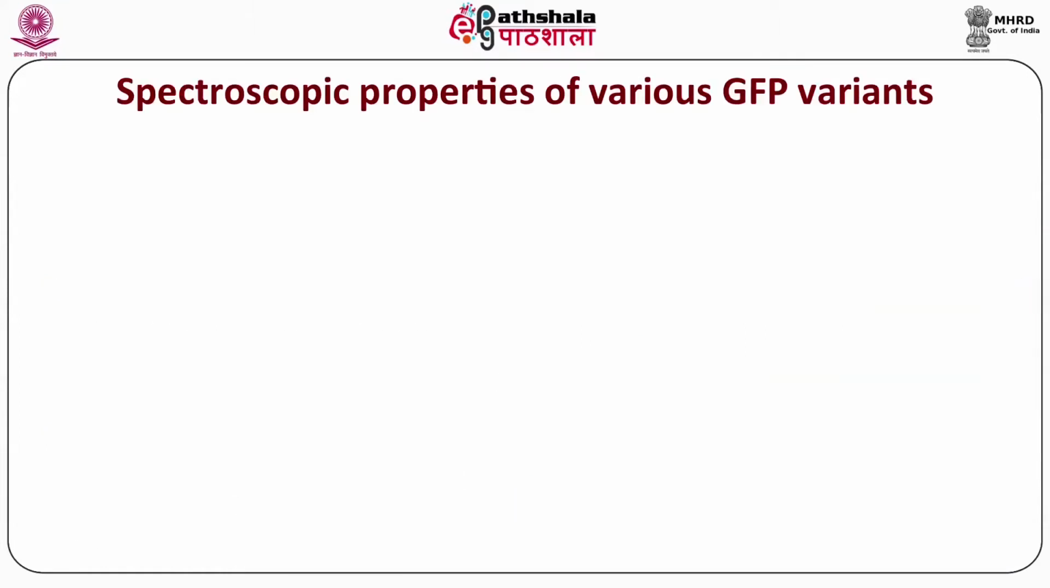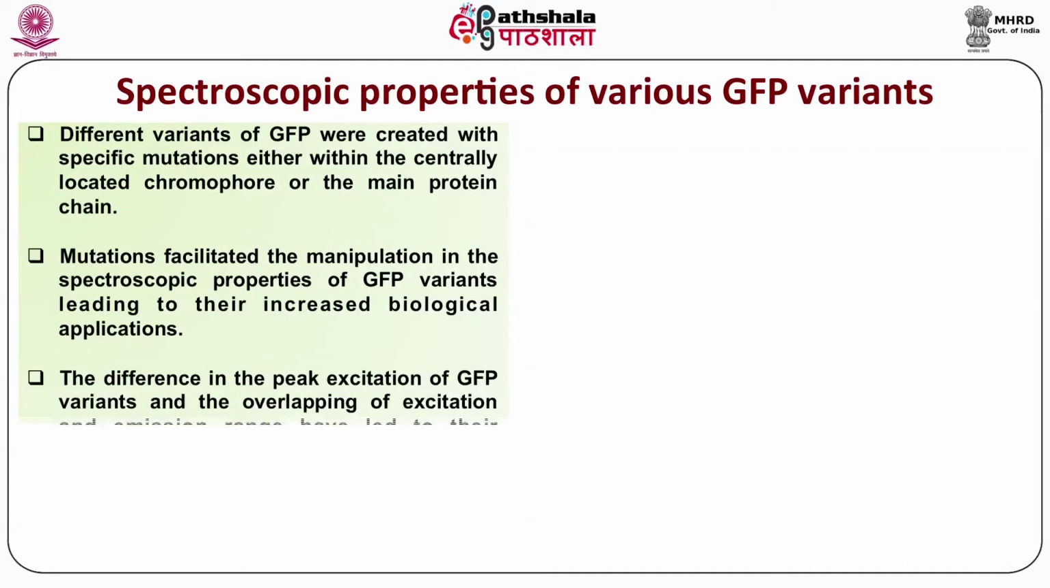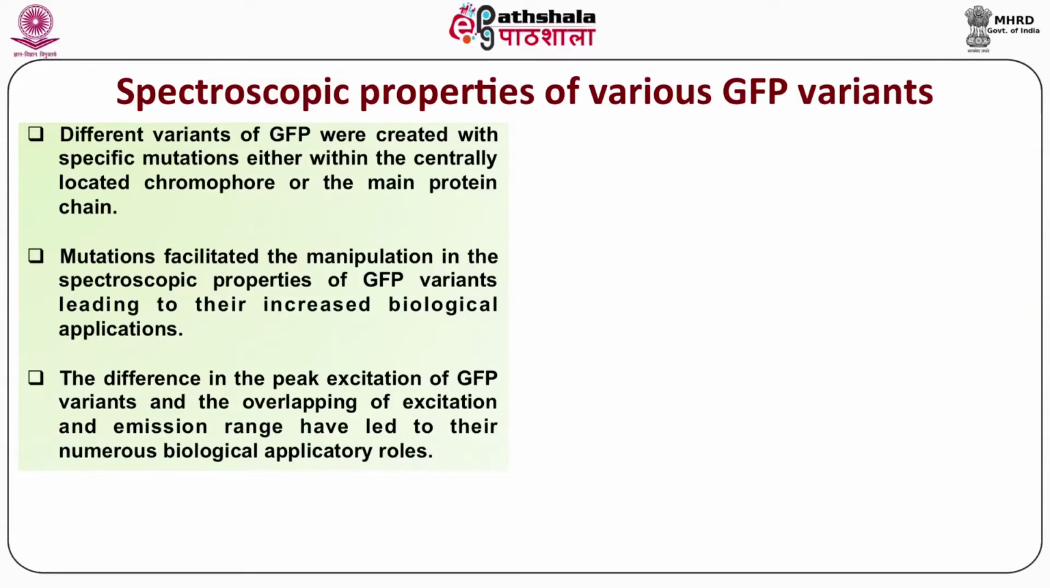Now we talk about the spectroscopic properties of variants of green fluorescent protein. Different variants of green fluorescent protein were created with a specific mutation either within the centrally located chromophore or the main protein chain. Mutation facilitated the manipulation of the spectroscopic properties of green fluorescent protein, leading to increased biological applications. The difference in the peak excitation of green fluorescent protein variants and the overlapping of excitation and emission ranges have led to their numerous biological roles.